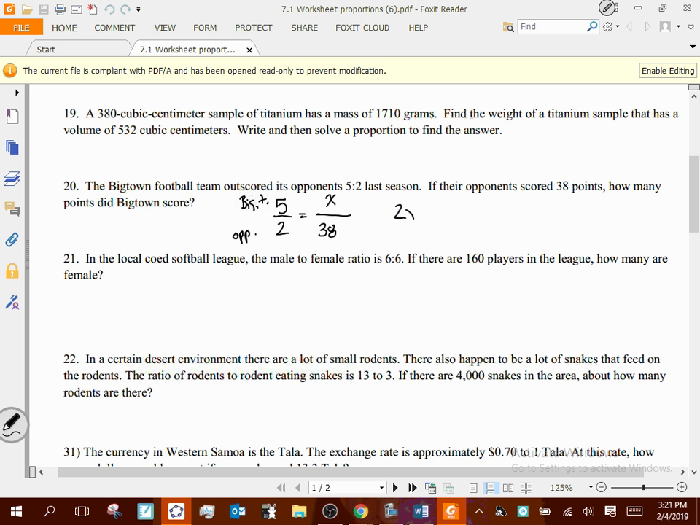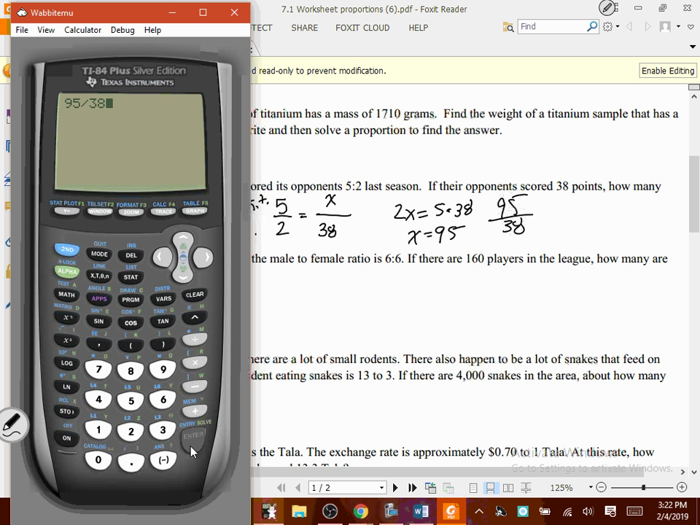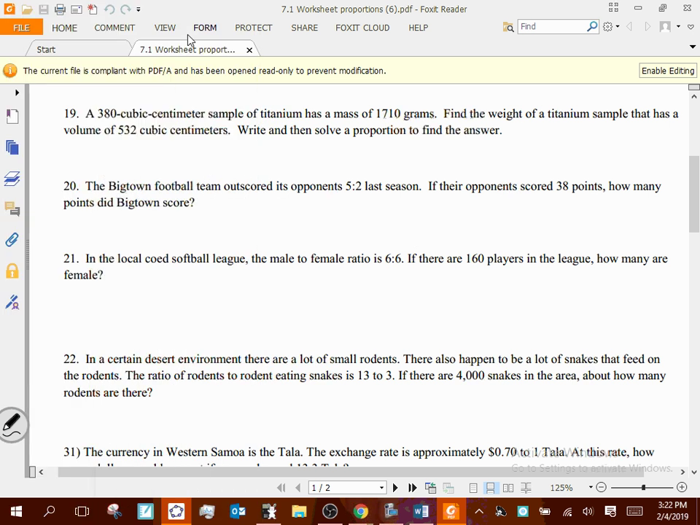If I cross multiply, I get 2x equals 5 times 38. X, I would then divide both sides by 2. 38 divided by 2 is 19. 19 times 5 is 95. So they should have scored 95 points. And if I take 95 divided by 38, 5 divided by 2 is 2.5, so it gives me 2.5. That's the way of checking to confirm that they do have a 5-2 ratio.